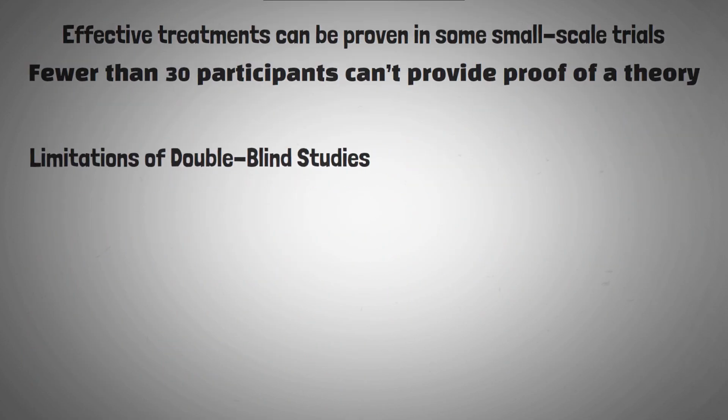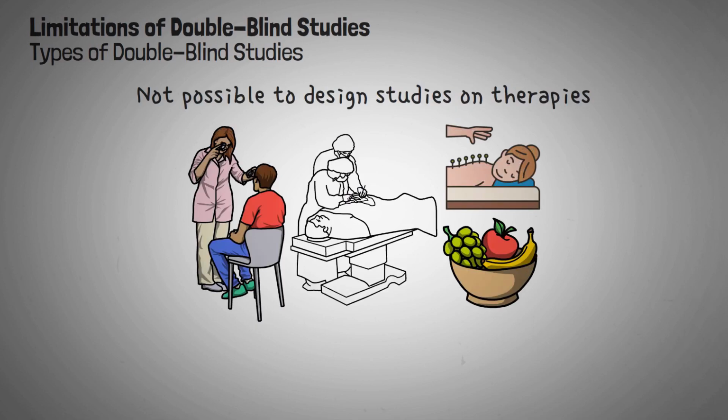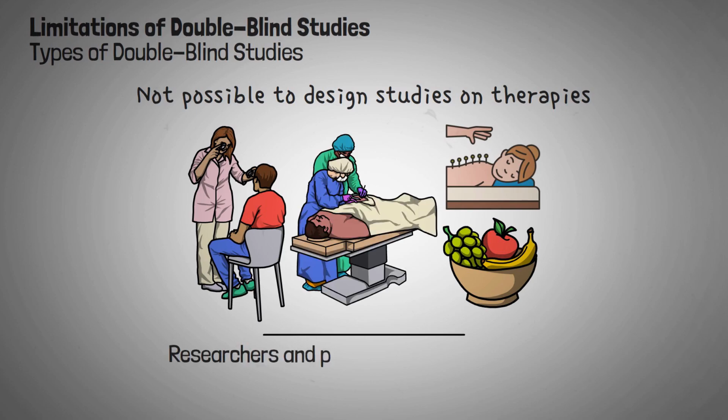Another limitation is the types of double-blind studies. Double-blinding is not feasible for all types of trials. For instance, it's not possible to design studies on therapies such as acupuncture, physical therapy, diets, or surgery in a double-blind manner. In these cases, researchers and participants just can't be unaware of who is receiving the therapy.